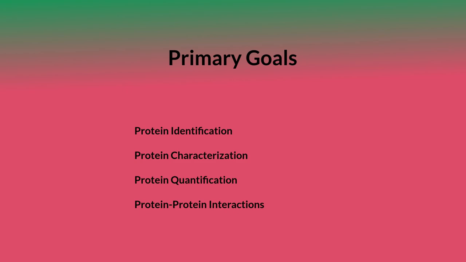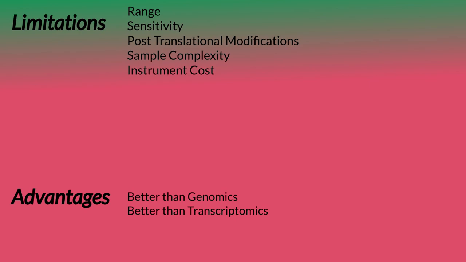Some techniques that are used in proteomics are mass spectrometry, two-dimensional gel electrophoresis, which we talked about in class, liquid chromatography, and protein microarrays. So there's some limitations and some advantages to this technique.